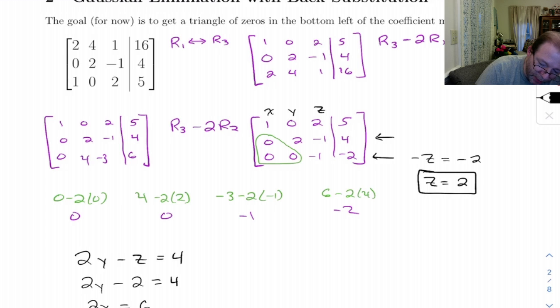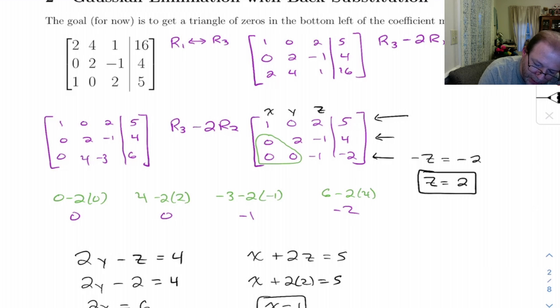And then we'll go back to the top row. And I'm going to use this equation, but I could go back and use the original top. But this right here says x plus 2z equals 5. So that gives me x is 1. Now on this one, I had a 0 in that place. If we didn't have a 0 there, then we would have had to substitute in for x and z, but that's okay because we already had y and z.